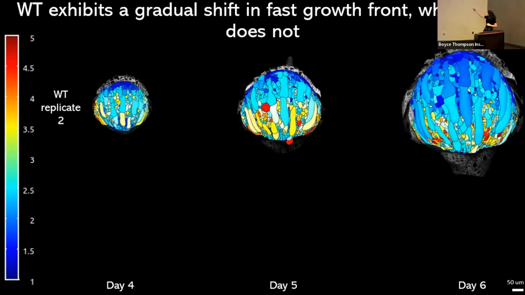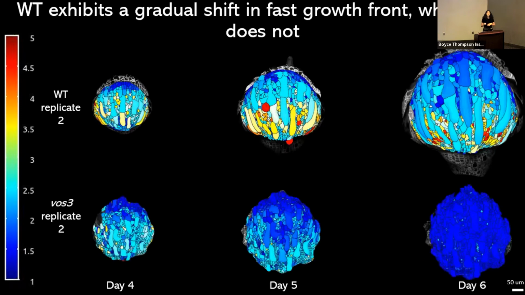When we look at days 4, 5, and 6 for wild type, again, we see that shifting fast growth front down toward the base of the sepal. Whereas when you look at VOS3 days 4, 5, and 6, again, there's a patchy random distribution of quickly growing cells, and there's less fast growth overall in VOS3 than there is in wild type.